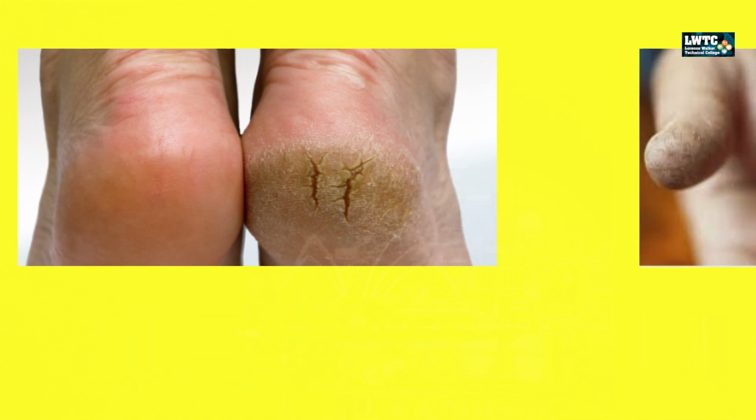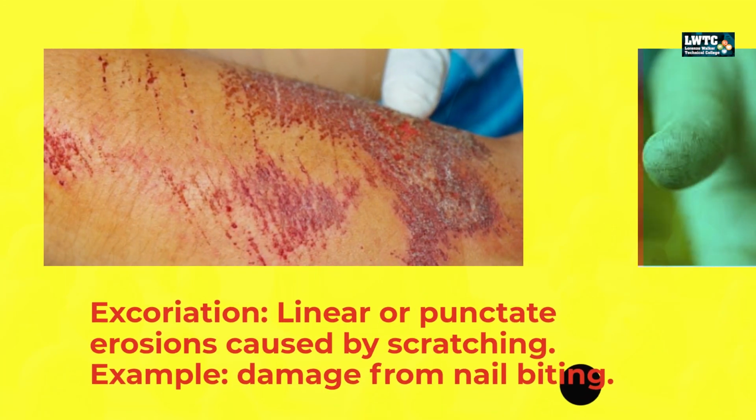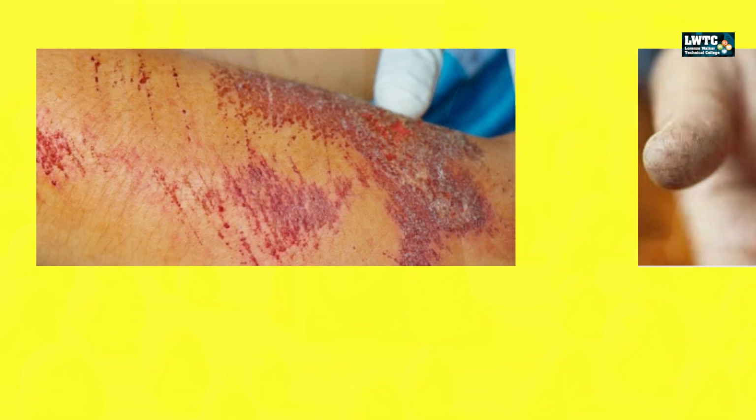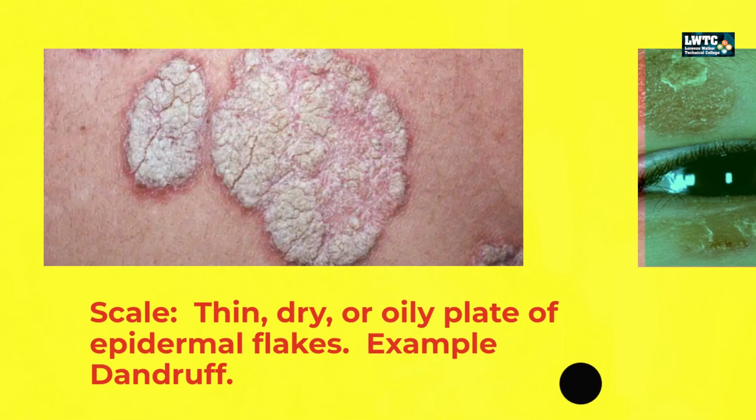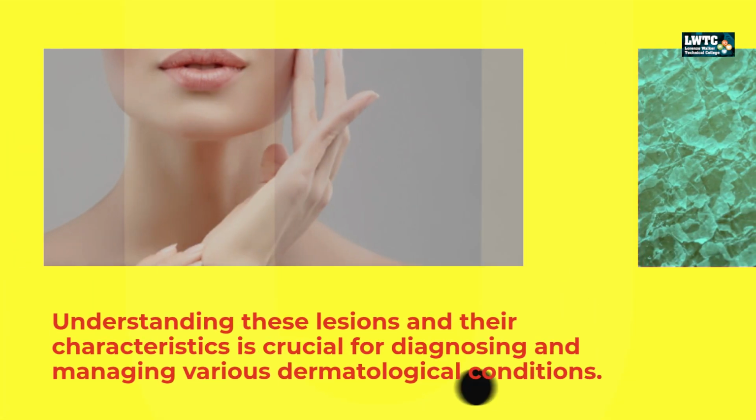Example: athlete's foot. Excoriation: linear or punctate erosions caused by scratching. Example: damage from nail biting. Scale: a thin, dry, or oily plate of epidermal flakes. Example: dandruff. Understanding these lesions and their characteristics is crucial for diagnosing and managing various dermatological conditions.